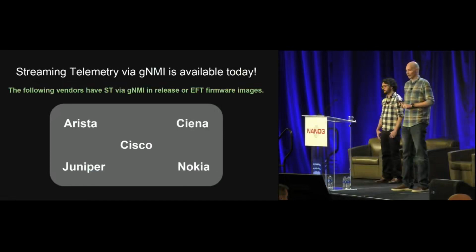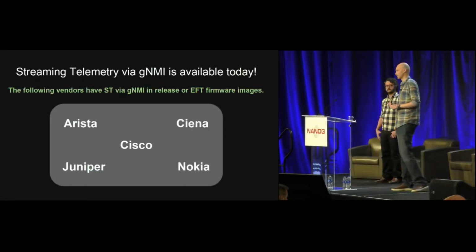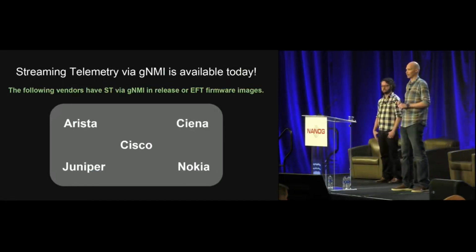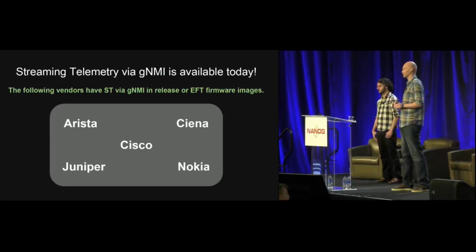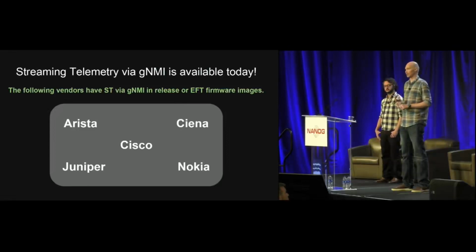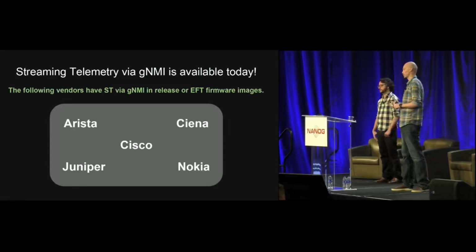And today, there are at least these vendors, these are the ones that have given us permission to mention them in the context of this presentation, who have either in released code or EFT firmware images have an implementation of GNMI. And so not just the early versions that we were working with to iterate on, but actually are trying to support the GNMI full protocol.